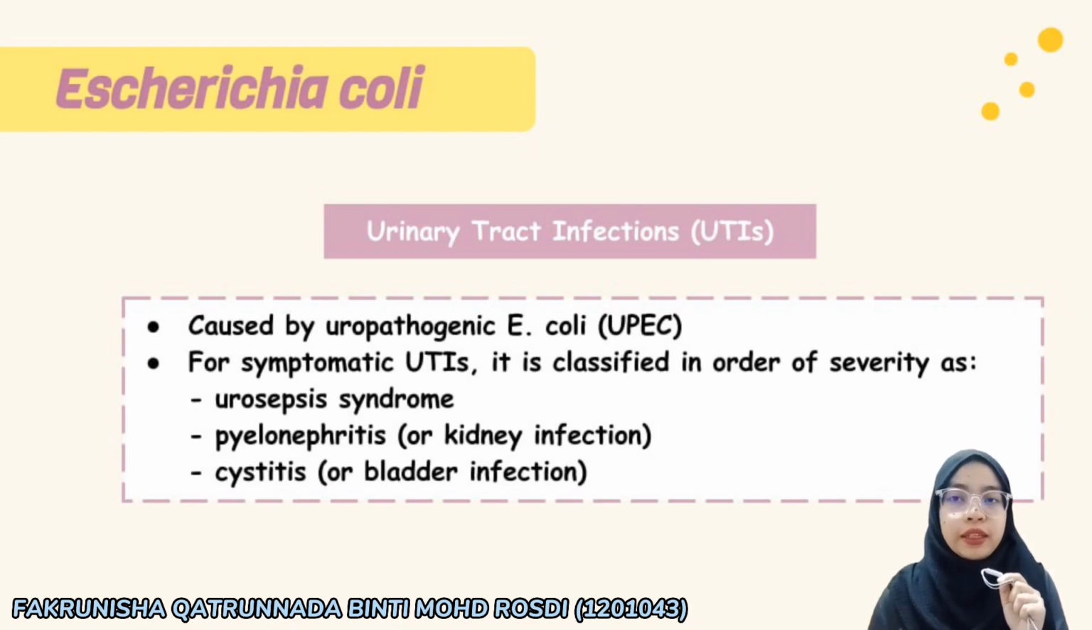UTIs are more likely to arise in some persons, but they mostly affect women. This is because the shorter urethra of females and its closer proximity to the rectum make it simpler for bacteria to enter the urinary tract. Some symptoms of a bladder infection include soreness or burning when urinating, frequent urination, the urge to urinate even when the bladder is empty, bloody urine, and pressure or cramping in the lower abdomen or pelvic area.